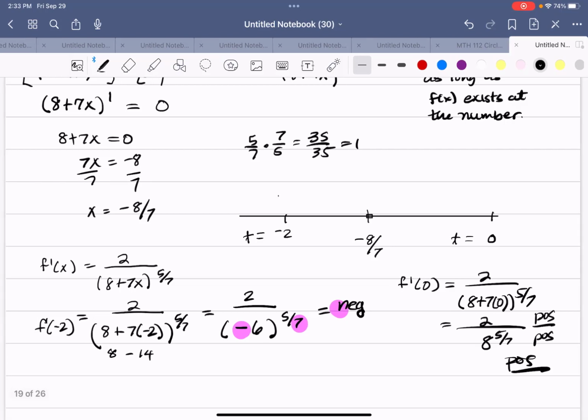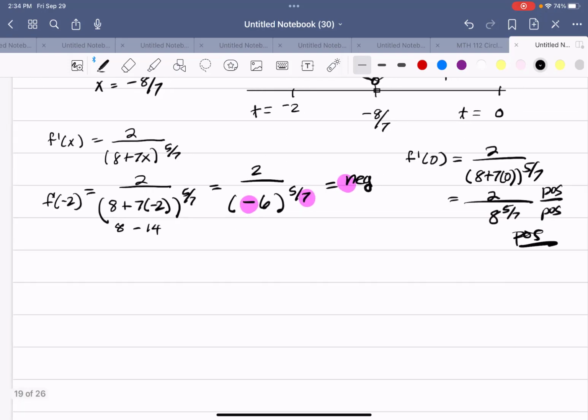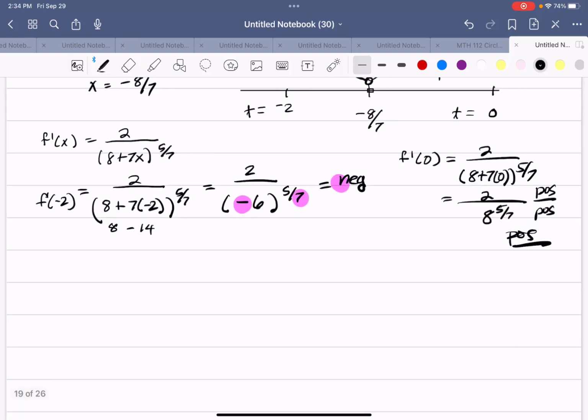So we have a negative on the left, meaning the function is decreasing, and a positive on the right, meaning the function is increasing. So here we have a local or relative, those are interchangeable words, minimum. Now to find that minimum, we have to put it in the original function. Not in the derivative, but in the original function.